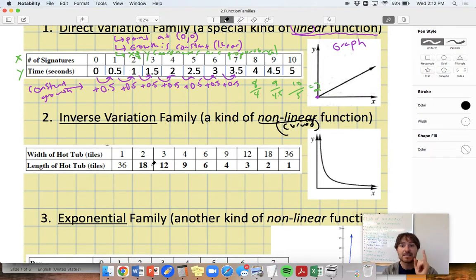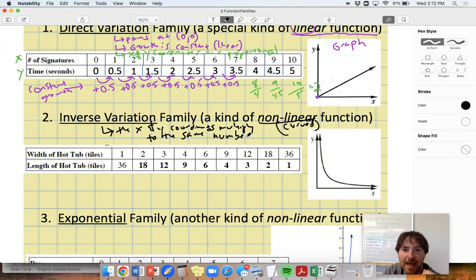Okay, and this is the pattern here. So what's the pattern? The x and y coordinates multiply to the same number. A fancier way of saying that is that the x and y coordinates, my coordinate pairs, multiply to the same constant. Check this one out. This is one way that you can tell that your graph is inversely proportional. Your function is inversely proportional. Your table is inversely proportional.